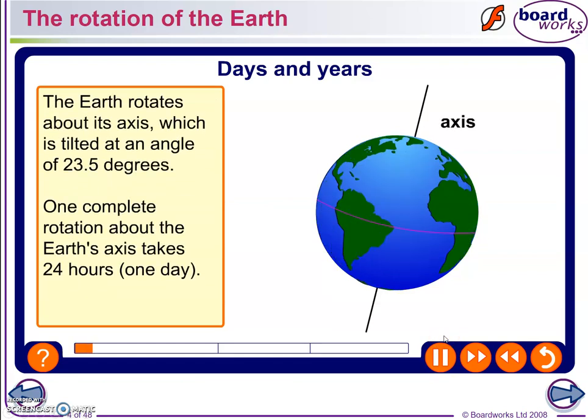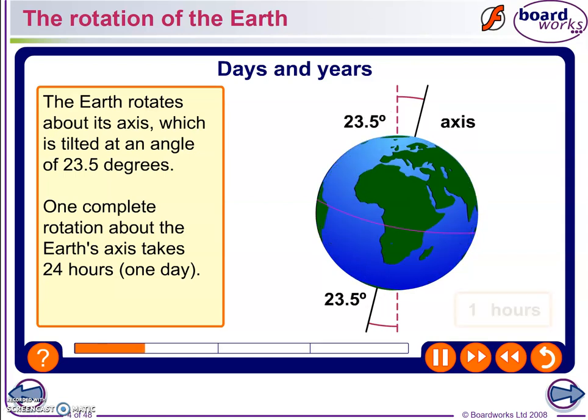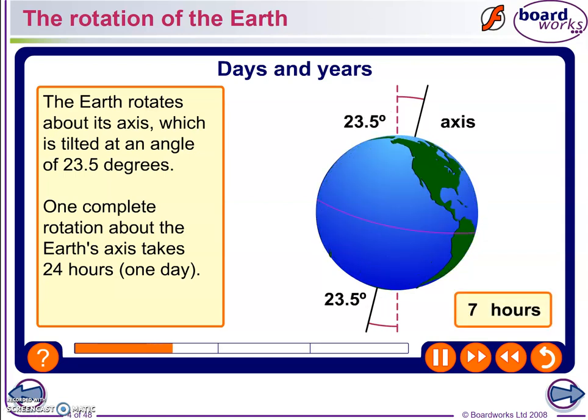So we can see now that the Earth rotates about its axis, which is tilted at an angle of 23.5 degrees. One complete rotation about the Earth's axis takes 24 hours. So the Earth is on its axis at 23.5 degrees and it takes 24 hours to completely rotate once, and that is obviously 1 day.